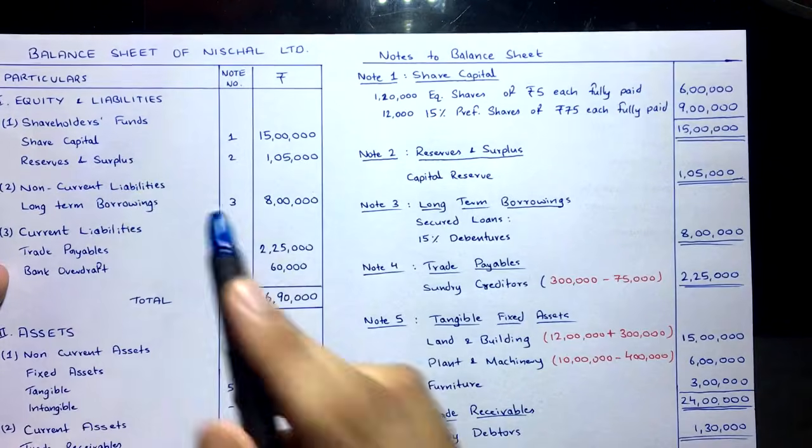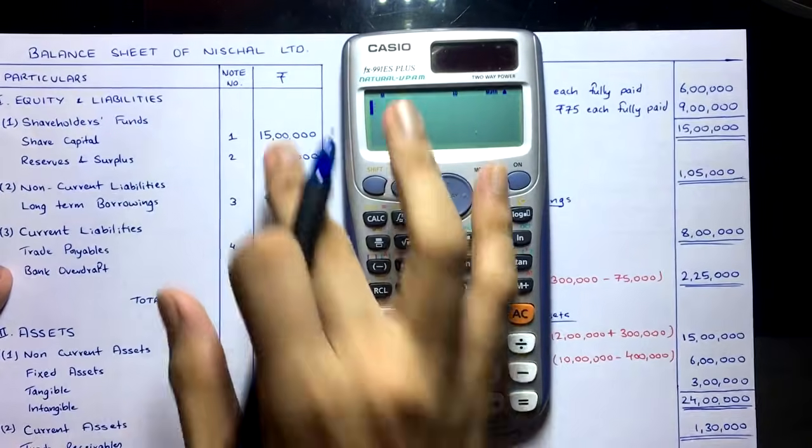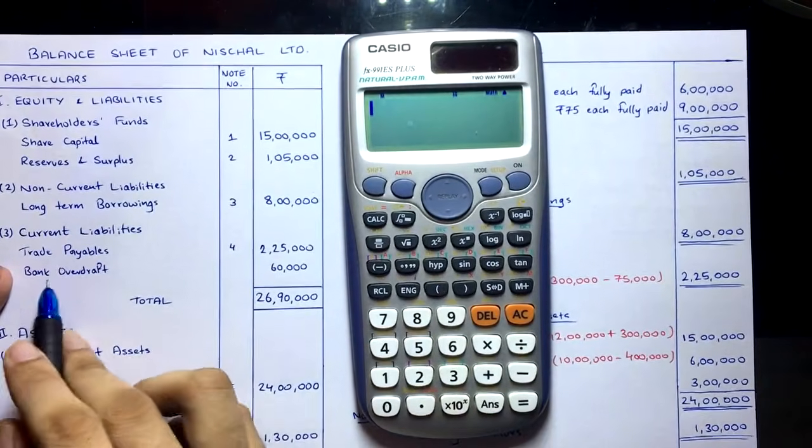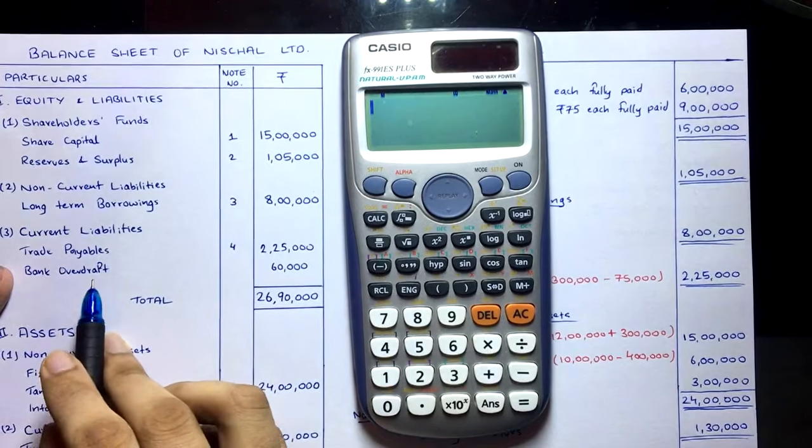Yeah, the liability section is over. So just add it all up, right? So 15 lakh. Sorry, there's bank overdraft. So for bank overdraft, you don't have to take another note. It's only a single thing and you don't have to show anything.